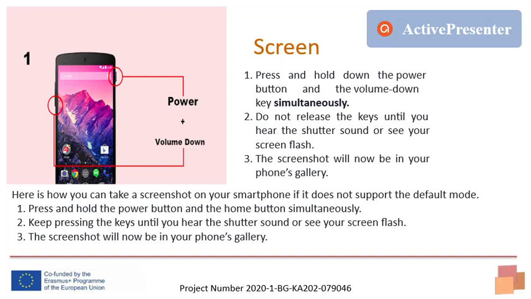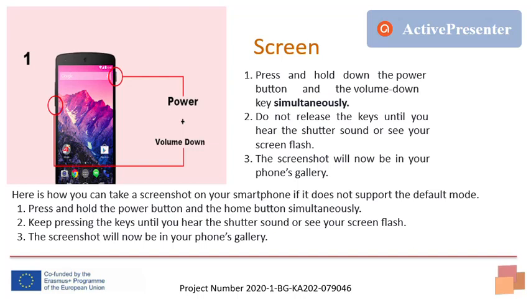Screen. Press and hold down the power button and the volume down key simultaneously. Do not release the keys until you hear the shutter sound or see your screen flash. The screenshot will now be in your phone's gallery.